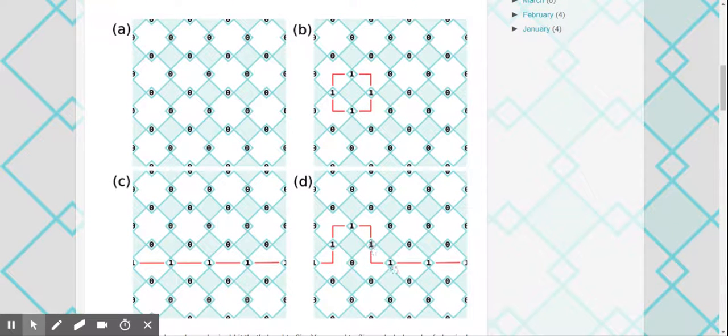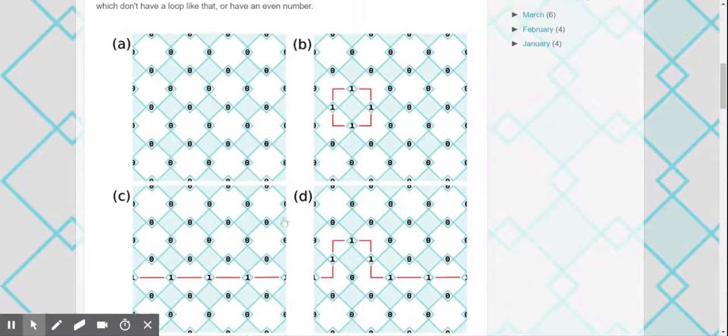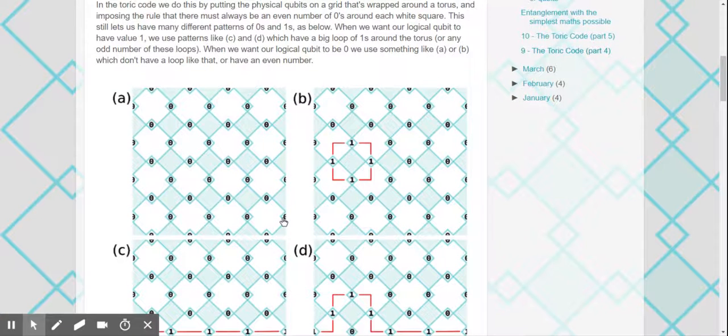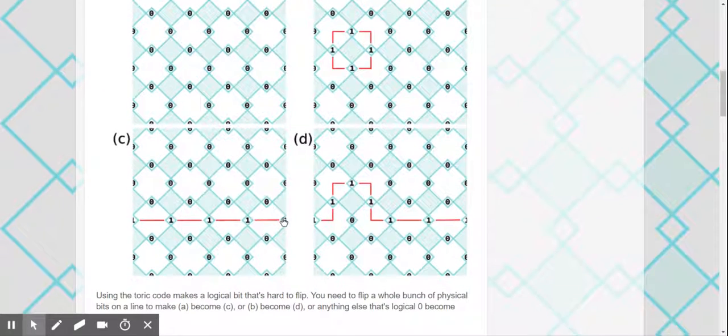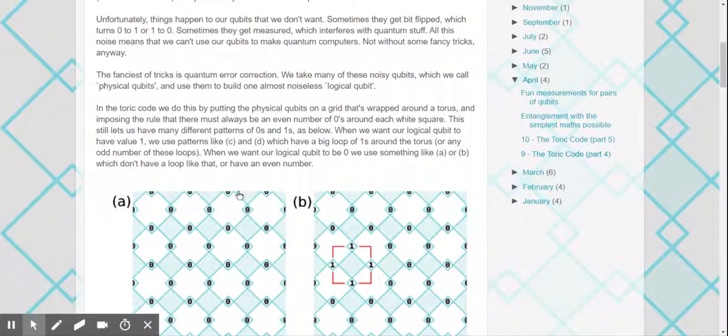So 1, 2, 3, 4, 5, 6. Which have a big loop of ones around the torus. Or any odd number of these loops, exactly. The more loops you have, the more difficult it is for errors to happen, I guess.